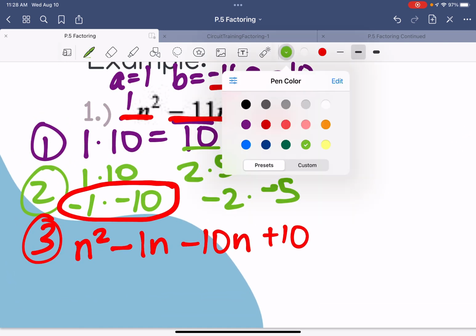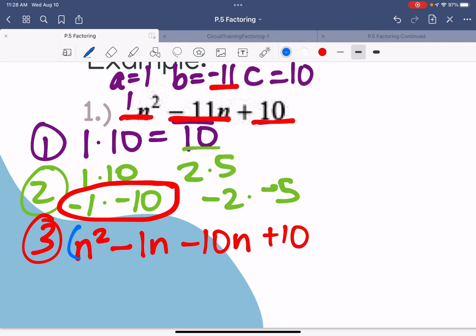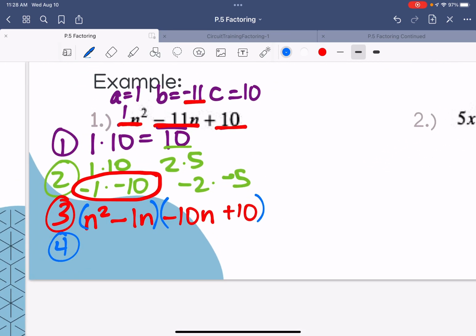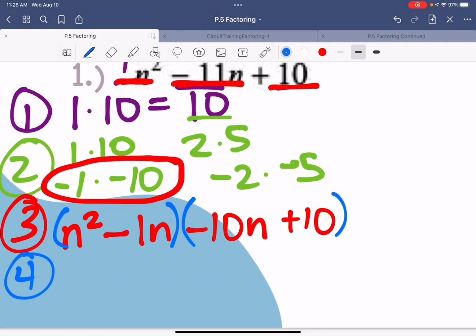So let's go ahead and try that. So I group the first 2, I group the second 2, and now I'm going to factor by grouping, which I believe, yep, number 4 says factor by grouping. So again, I take the GCF. In this case, it's n. And I'm left with n minus 1.